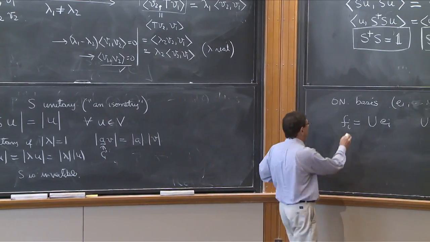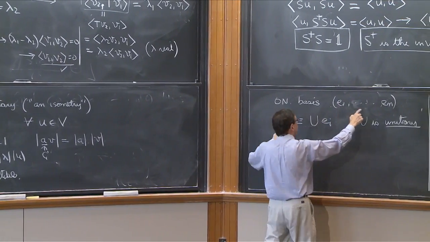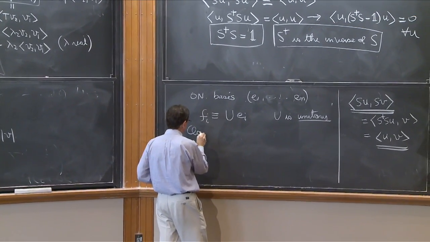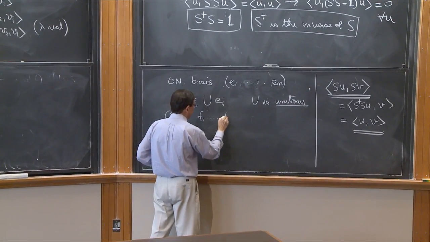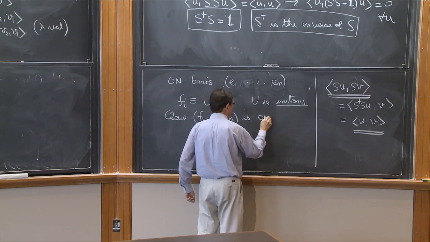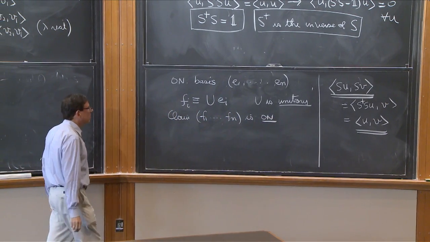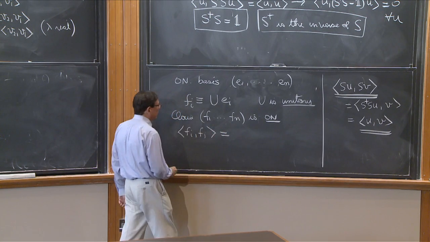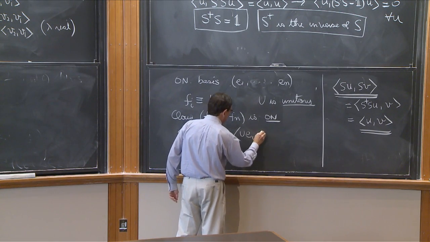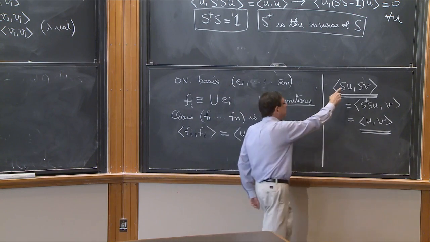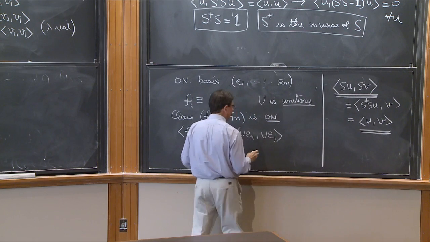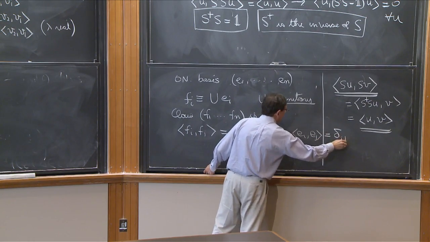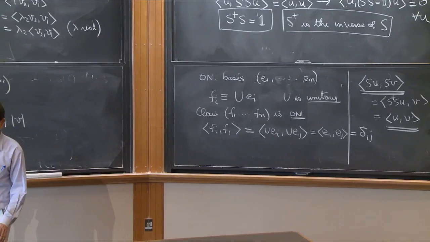So suppose you define a second basis here. You have one orthonormal basis. You define basis vectors like this. Then the claim is that the F1 up to Fn is orthonormal. And for that, you simply do the following. You just check Fi, Fj is equal to U Ei, U Ej. By this property, you can delete both U's, and therefore this is Ei, Ej, and that's delta ij. So the new basis is orthonormal.